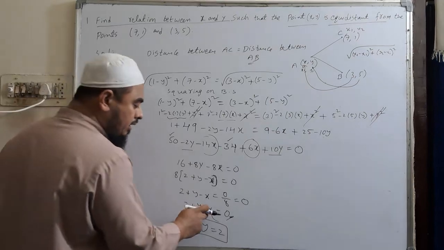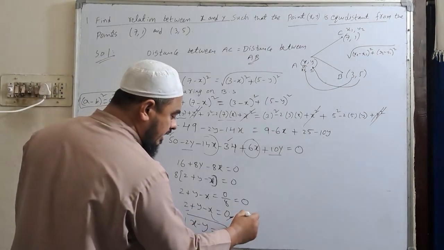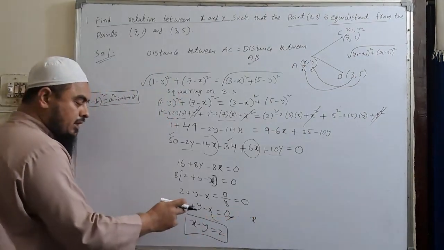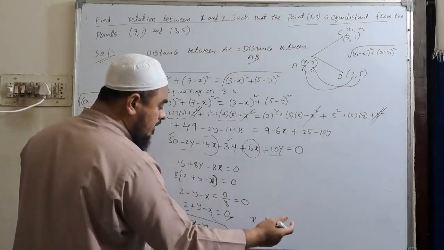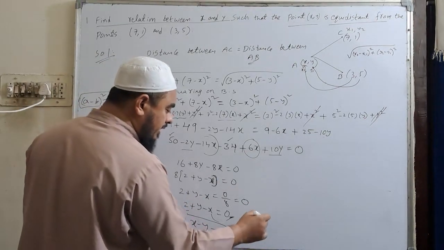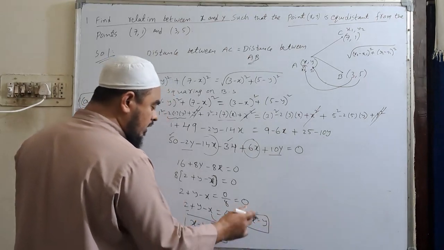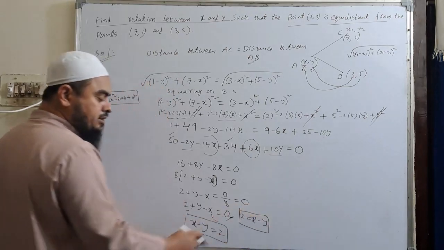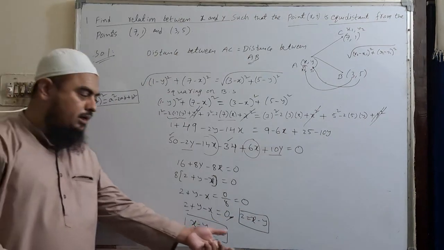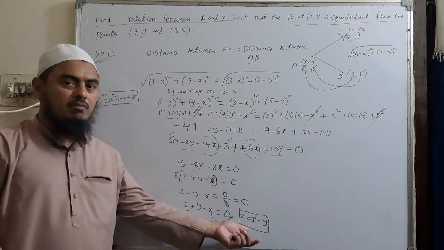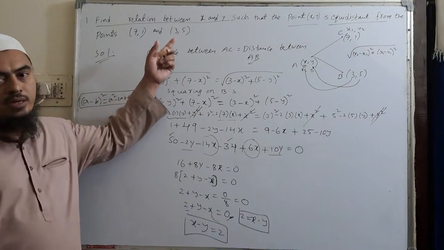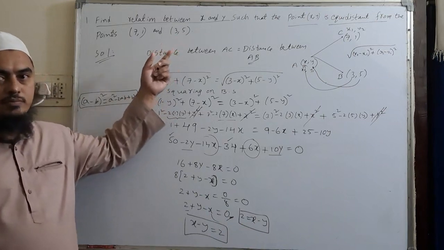What have we done here? Minus x we have taken on the right hand side. It becomes plus x. Plus y we have taken on the right hand side. It becomes minus y. And we keep the 2 on the left hand side as it is. So we got x minus y is equal to 2. That is the relation between x and y which they have asked. I hope it is understood.